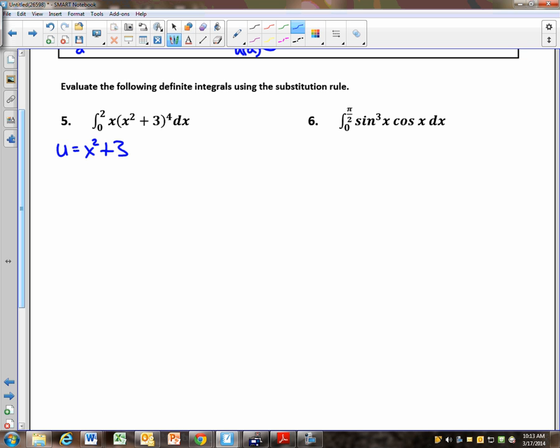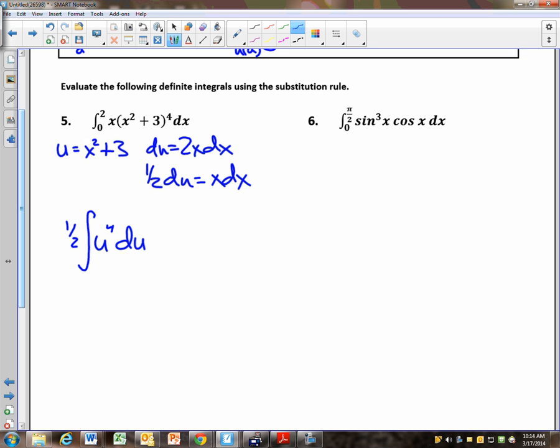X squared plus 3. So du is equal to 2x dx. Divide by 2, you get 1/2 du is equal to x dx. Am I now ready to substitute? Yes. I'll show you. We replace x squared plus 3 with u to the 4th power. We replace x dx with 1/2 du. I put the 1/2 out front. Got the du. And now you change your bounds.